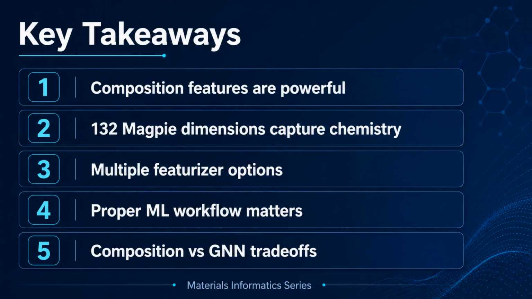Five major insights from this series. First, composition features are remarkably powerful despite using no structural information. Second, MAGPIE dimensions capture essential chemistry through statistical aggregation of elemental properties. Third, multiple featurizer options exist for different applications. Fourth, proper ML workflow with pipelines and cross-validation is essential. Fifth, understand the trade-offs between composition and GNN approaches.